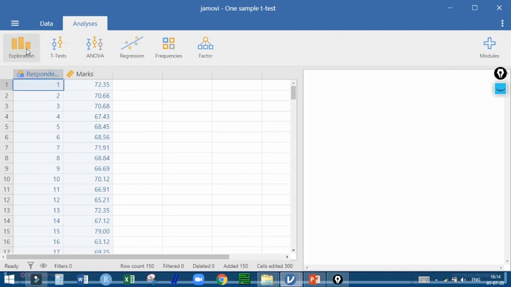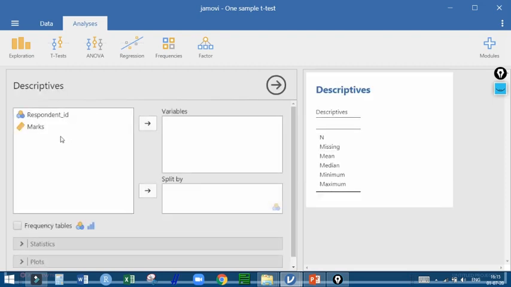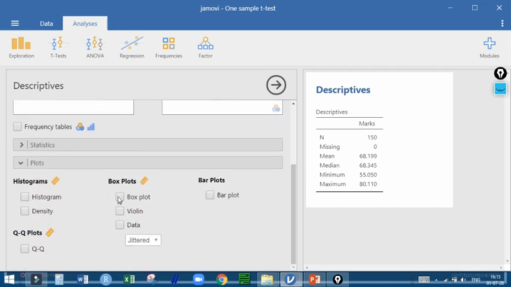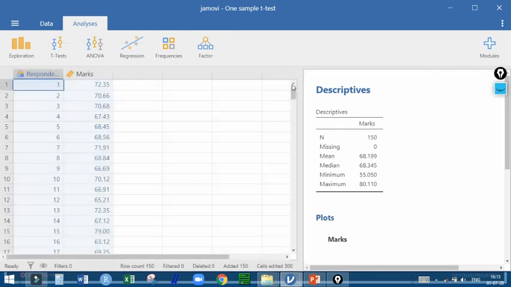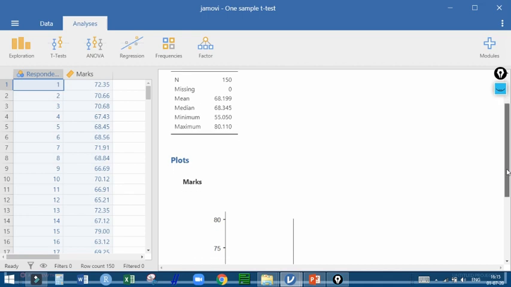To check outliers I will click on Exploration, then Descriptive, same commands I have told you earlier. I will shift the marks to variables. In Plots, we will click on box plots. By getting a box plot I can check if my dataset has outliers or not. Let's check the box plot.